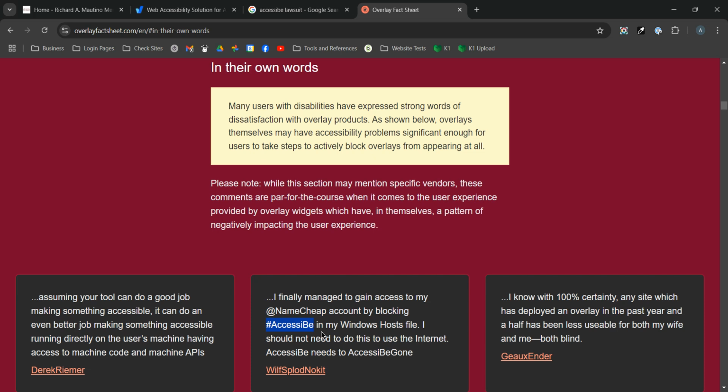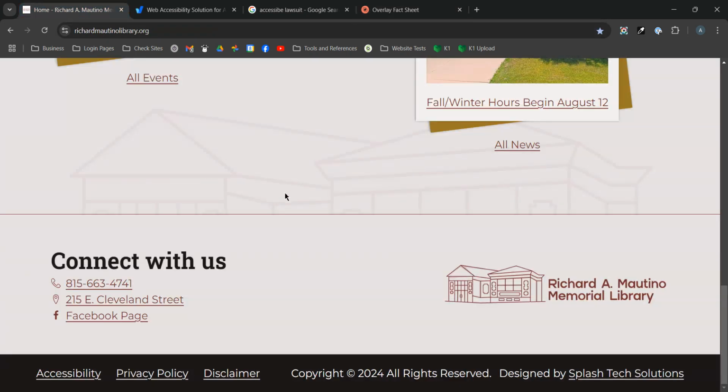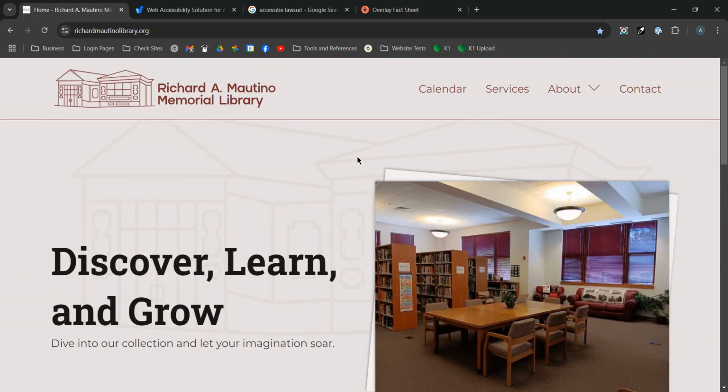We want your website to be as accessible as possible to as many different people as possible on as many different devices as possible. So after I built the Richard Mautino Library website, I had a trusted tester come in and test the site for accessibility, and then I worked with them. I fixed some issues, had them test again, and we did our best to get the website as accessible as possible. So that's really the best thing to do, is to hire somebody who is knowledgeable about web accessibility to come and build your site and then have it tested by someone who is certified to test the website.